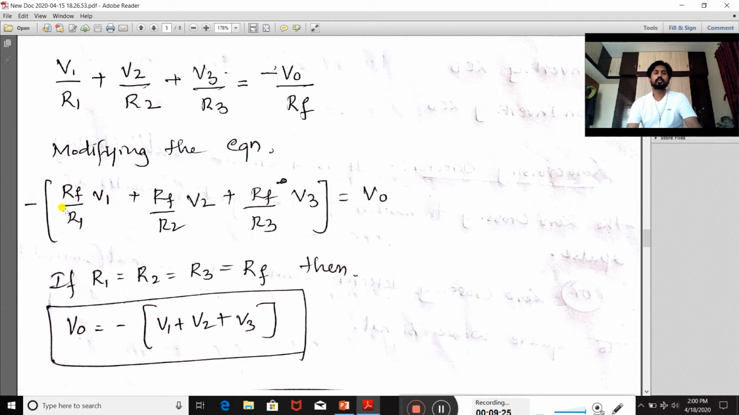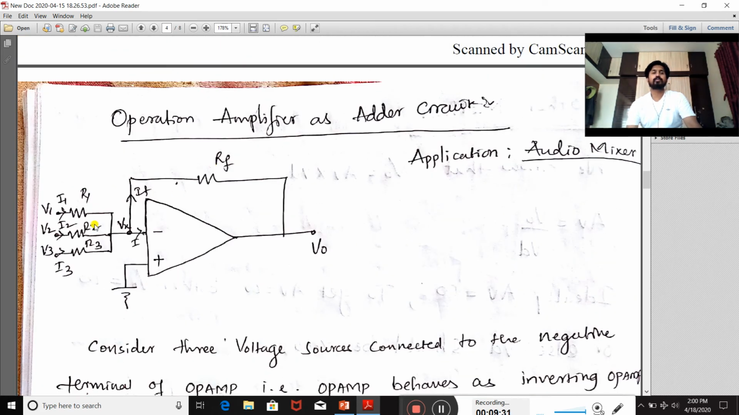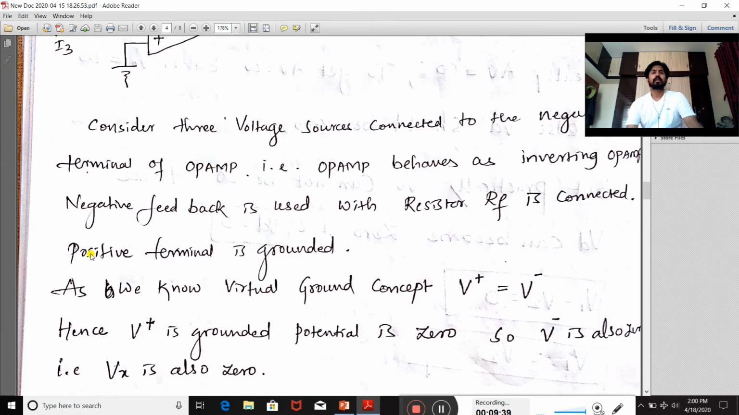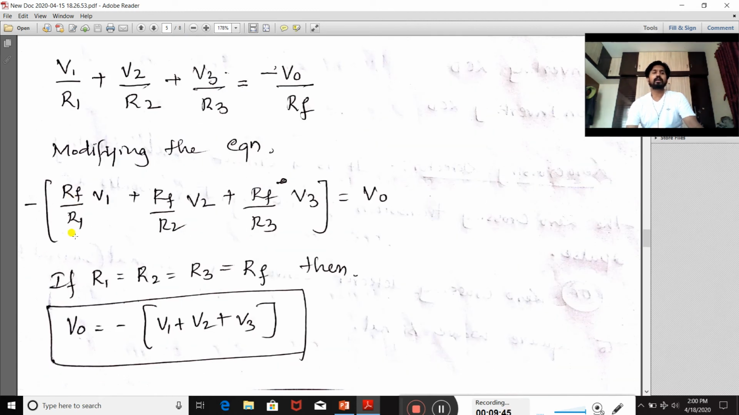Suppose we choose resistance Rf as well as R1, R2, R3 all the same value. Then it becomes R divided by R. Or suppose you consider Rf is 4 kilo ohm and R1, R2, R3 are also 4 kilo ohm, 4 by 4 is what? It is 1 only. So R gets cancelled. What remains? V0 is equal to minus into bracket V1 plus V2 plus V3.